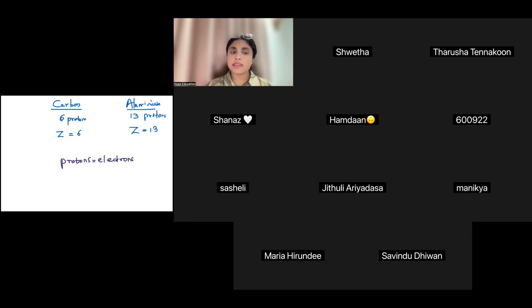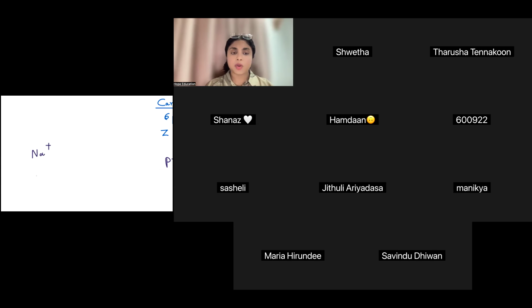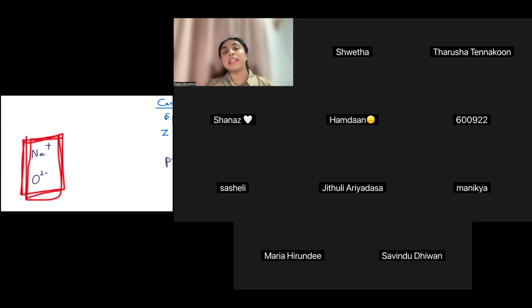Have you seen atoms like this? Let's say sodium with a plus, oxygen with 2 minus. Maybe you have seen atoms with charges. Have you all seen such atoms? You have not yet learnt these, but have you seen these anywhere? Okay, some of you have seen, some of you have not, but don't worry, we will be learning this in grade 10 itself. There are some atoms with a charge.